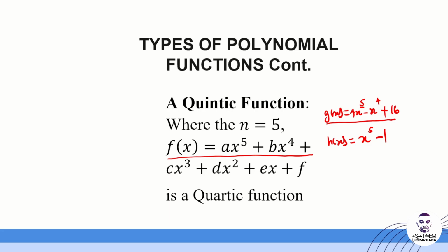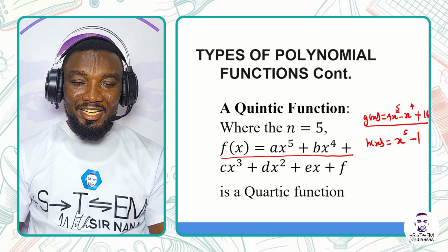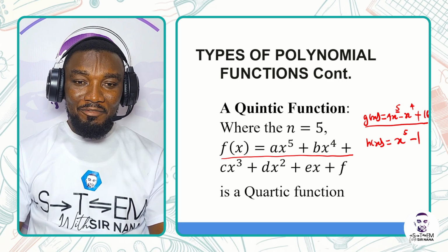So in this lesson, basically we have gone through looking at polynomial functions, and we have looked at several examples of polynomial functions, which includes the constant, the linear function, the quadratic function, the cubic function, the quartic function, and then the quintic function. In our next lesson, we want to consider operations on polynomial functions.